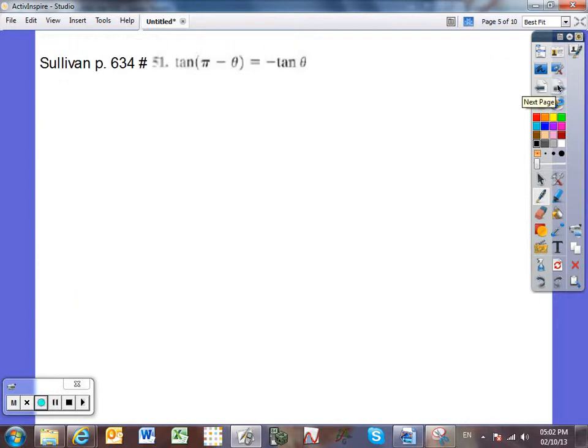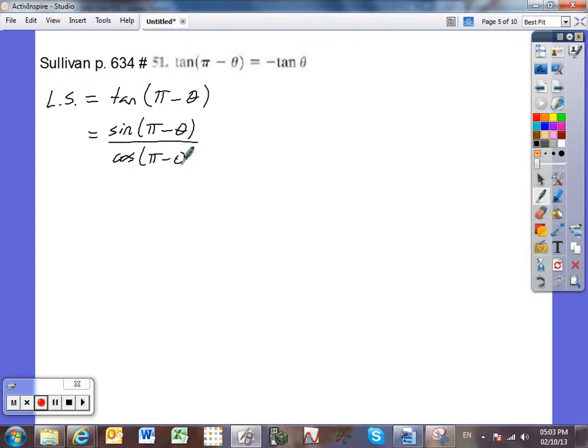Here's number 51. We need to prove this identity. So let's start on the left-hand side. Got the tangent of pi minus theta. That equals the sine of pi minus theta over the cosine of pi minus theta. So now let's apply our difference formulas. That's going to be sine pi cosine theta minus sine theta cosine pi. Sorry, I think I said the wrong letters. Hope it's clear.